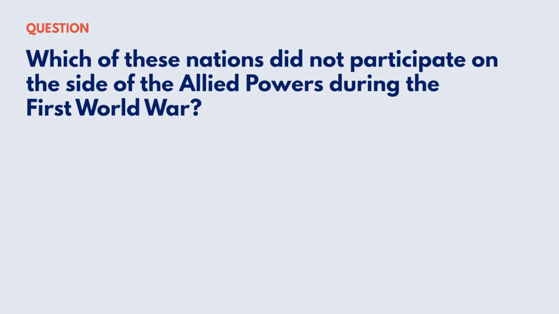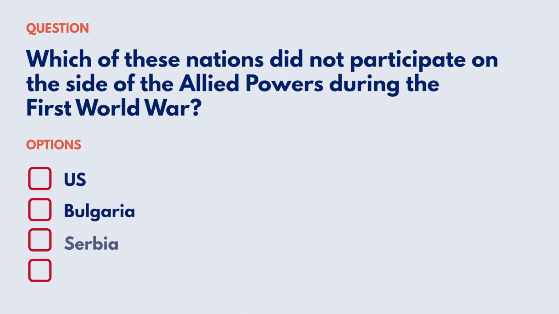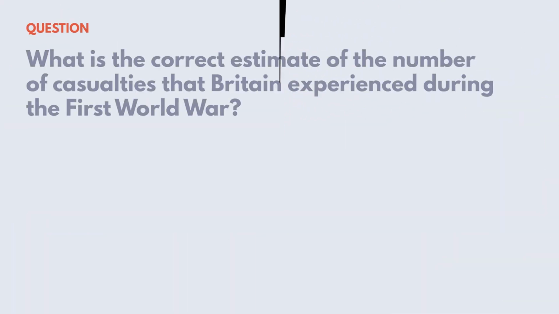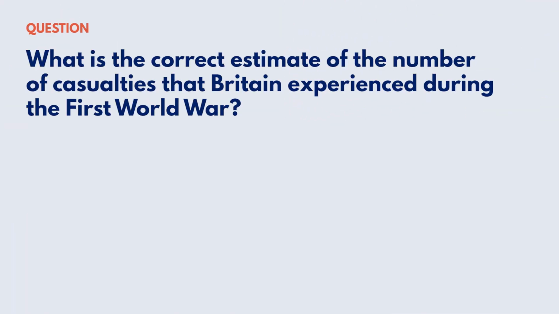Which of these nations did not participate on the side of the Allied powers during the First World War? US, Bulgaria, Serbia, Italy. Correct answer, Bulgaria.